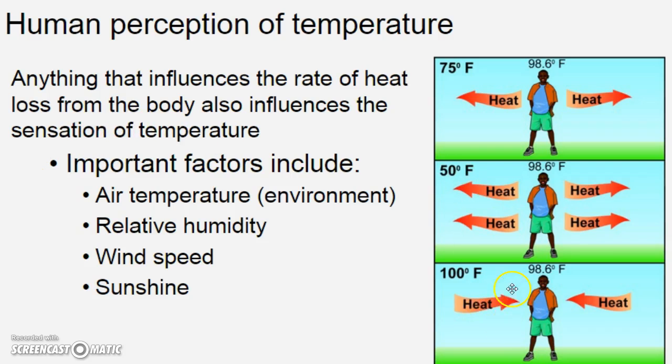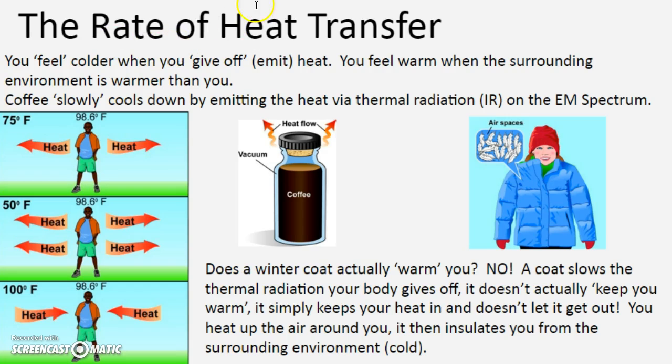But if the air is warmer than us, 100 degrees Fahrenheit, and heat flows from hotter to cooler, we'd say, well, yeah, it's quite hot. It's pretty hot outside. So when we apply this to the Earth, important factors that influence temperature are going to be the air temperature itself, what we call our environment, the relative humidity, wind speed, and sunshine. So when I look at this, the rate of heat transfer: you feel colder when you give off or emit heat. You feel warm when the surrounding environment is warmer than you, so the net flow of heat would be from the environment to you.